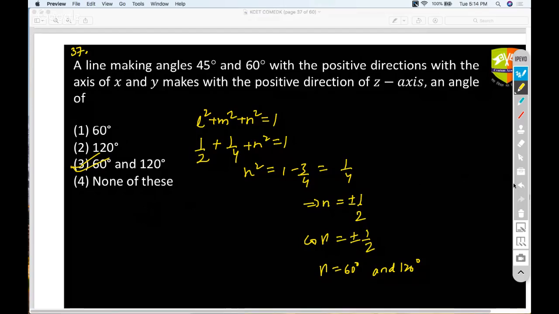But wait a second, they're asking with the positive direction of z-axis, so it has to be 60 degrees. So option number 1 is correct. So this has to be dropped off. This has to be dropped off. Yes.